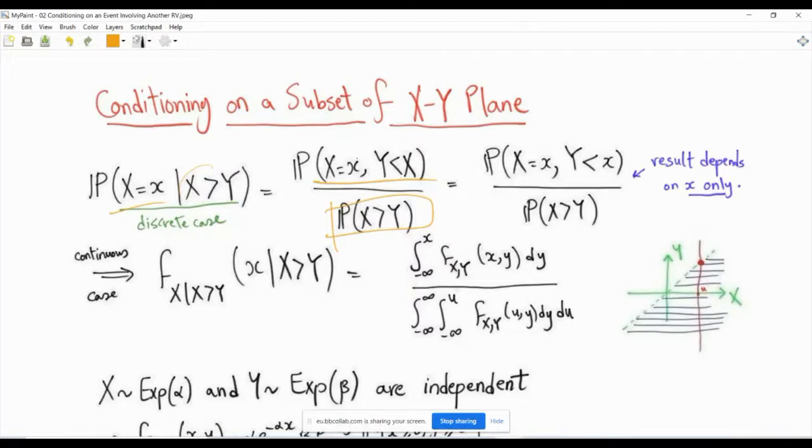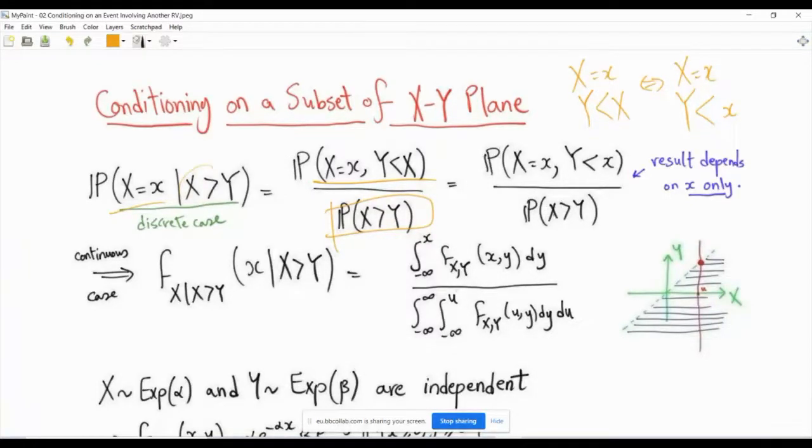Now, we have our event like this: big X is equal to small x, and big Y is less than big X. This is equivalent to big X equal to small x, and big Y less than small x. Small x is a fixed number. So the probability in the numerator is the probability that random variable big X is equal to small x, and the other random variable Y is less than small x. And in the denominator, we have the probability that big X is greater than big Y.